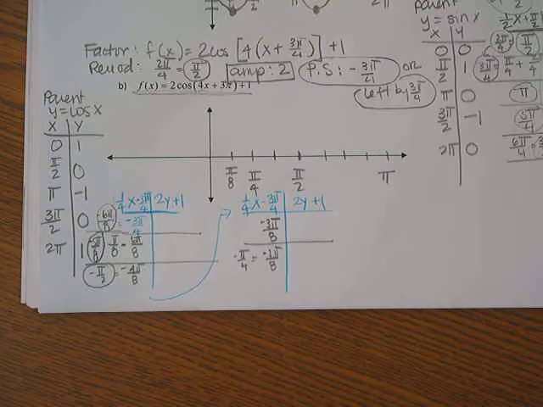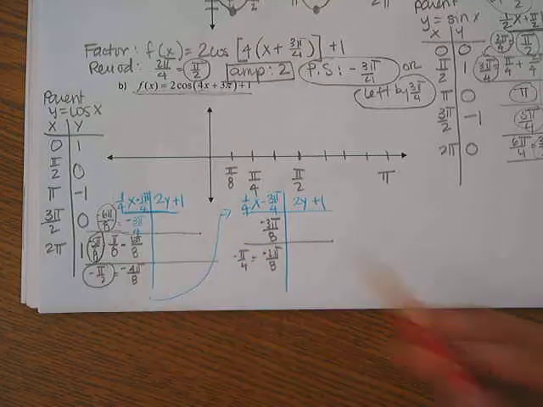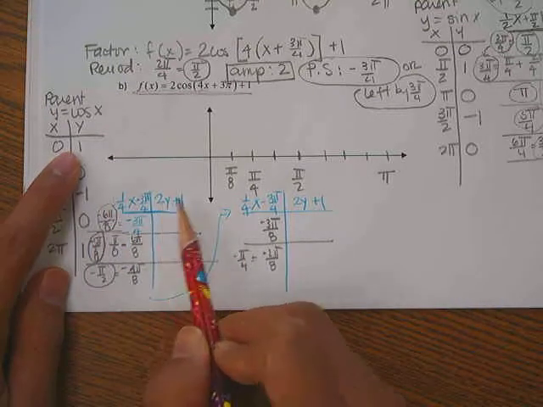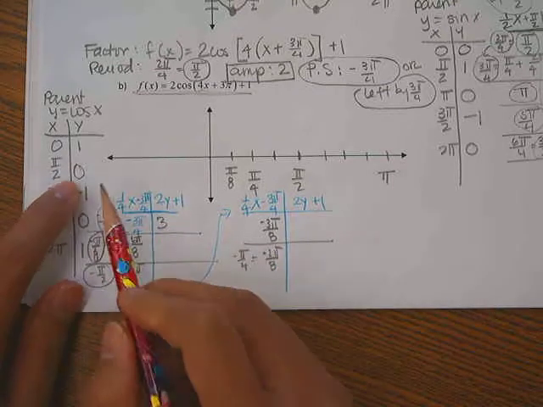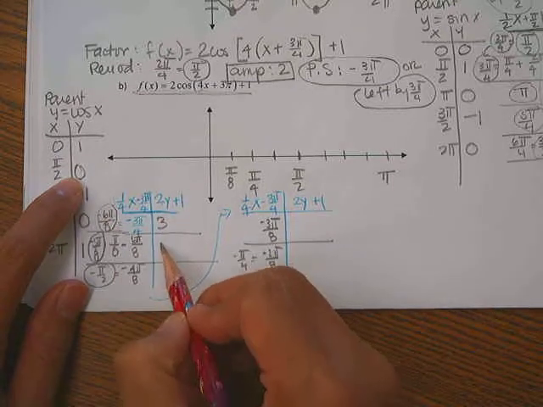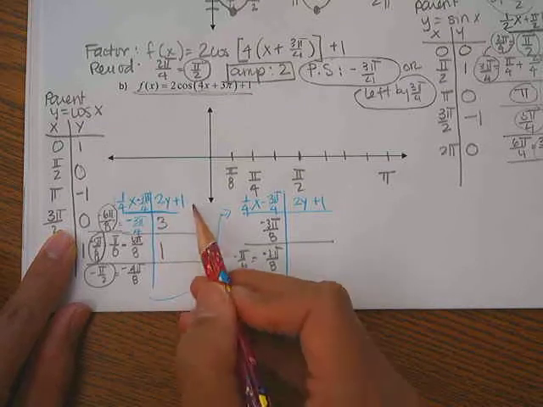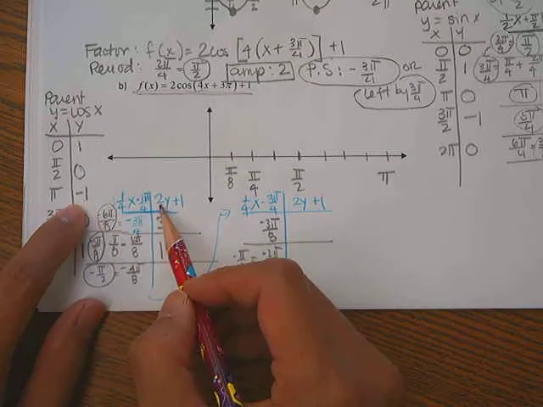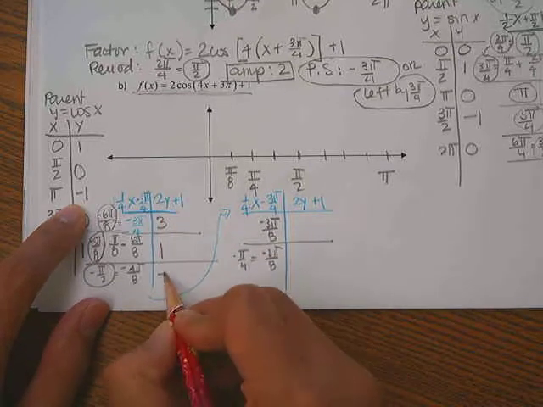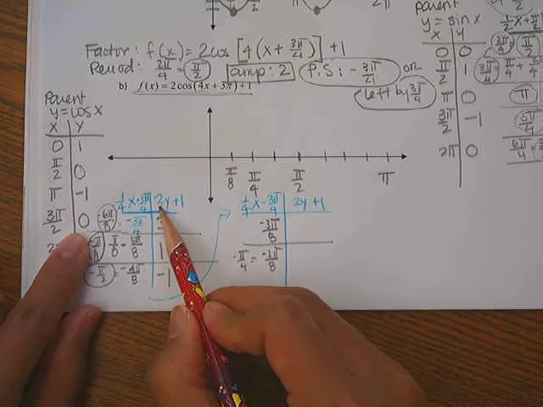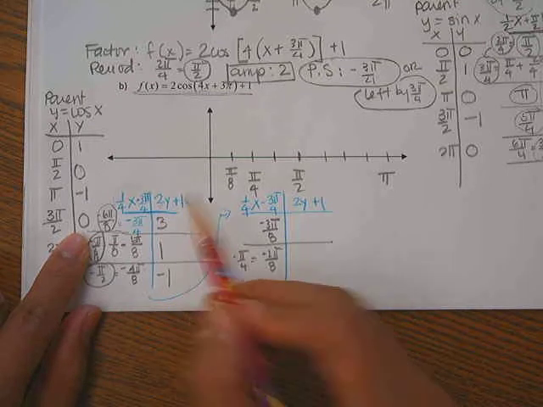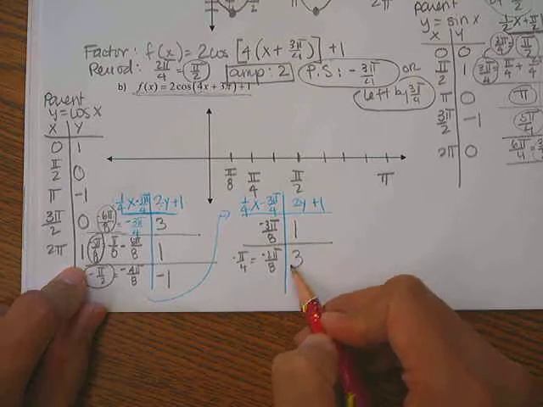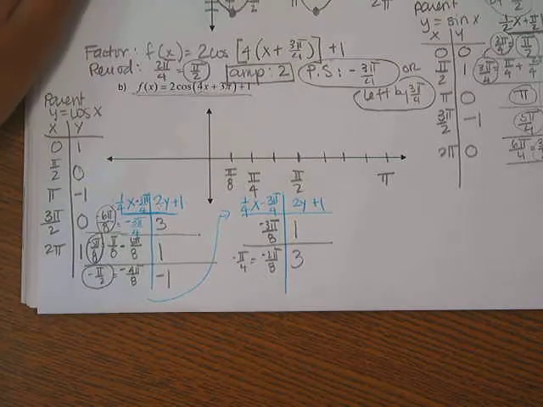Okay, so those are 5 inputs after these two transformations. All right, next, outputs. 1 times 2 is 2, plus 1 is 3. 0 times 2 is 0, plus 1 is 1. Oh, I'm sorry, I missed that one. Negative 1 times 2 is negative 2. Negative 2 plus 1 is negative 1. 0 times 2 is 0, plus 1 is 1. And last one, 1 times 2 is 2, plus 1 is 3. So those are all the inputs and outputs.